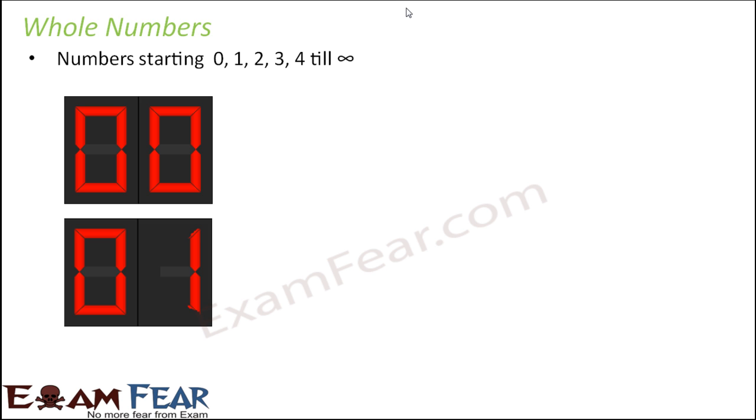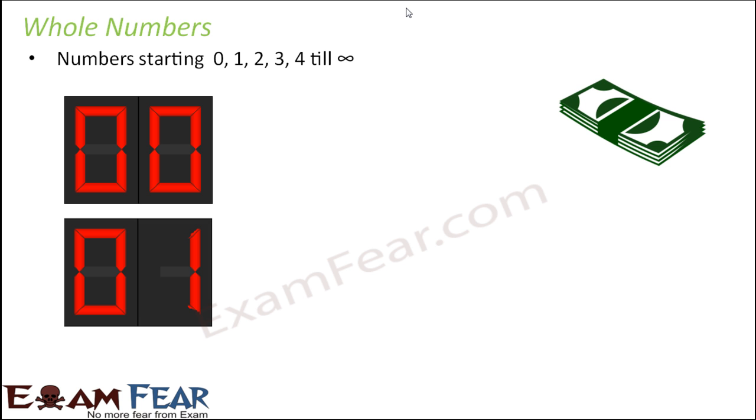Now, there are a lot of places where you see the counting starts from 0. For example, if you have ever observed a timer or a digital clock. So it starts with 00, then 01, 02, 03, and so on. So 0 is very crucial.